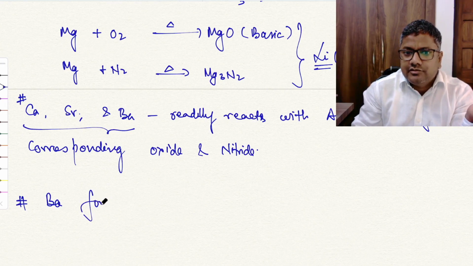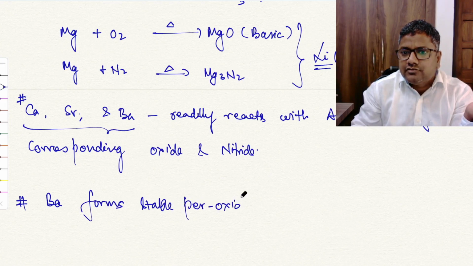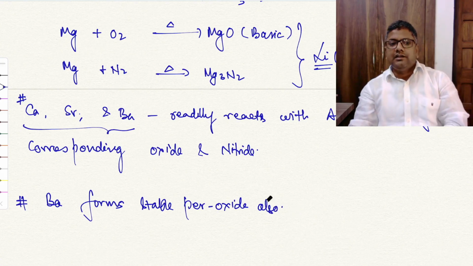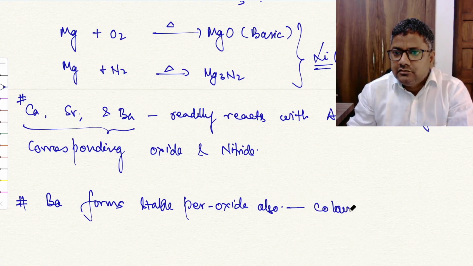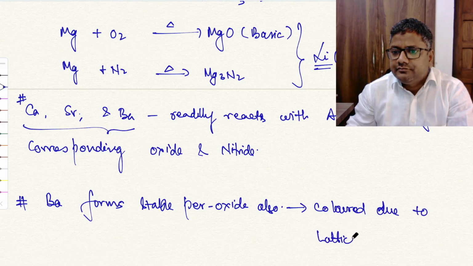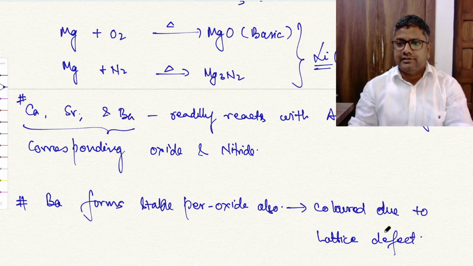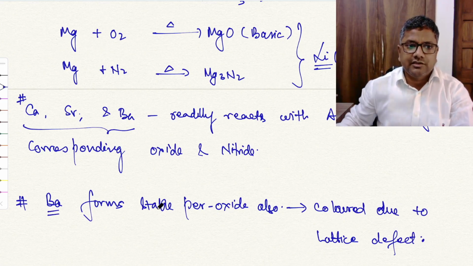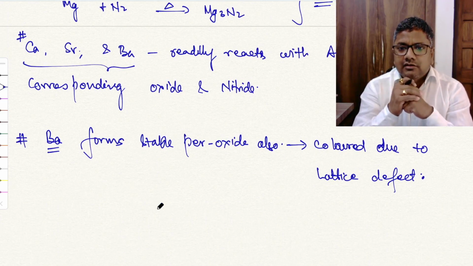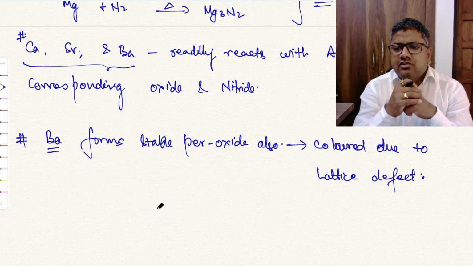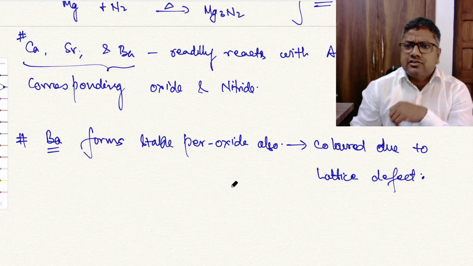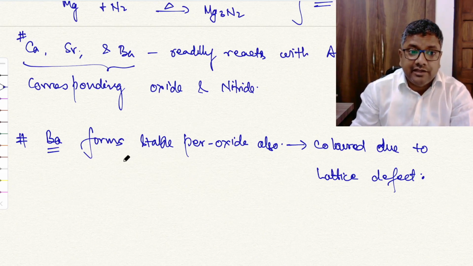Barium forms stable peroxide also, right? And these peroxides are usually colored due to lattice defect. Right? So barium here forms the peroxides, and strontium also forms but very little. Calcium does not. Strontium also forms, but not as much as barium, right?